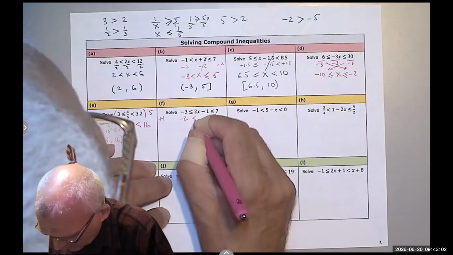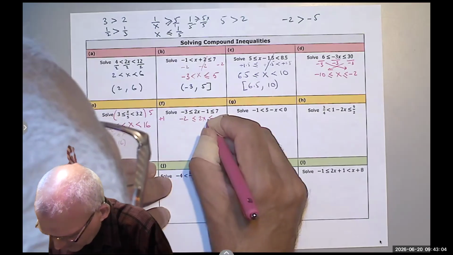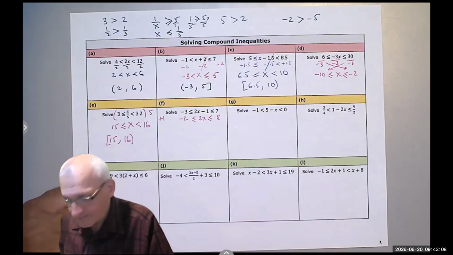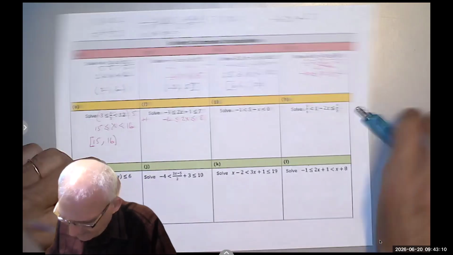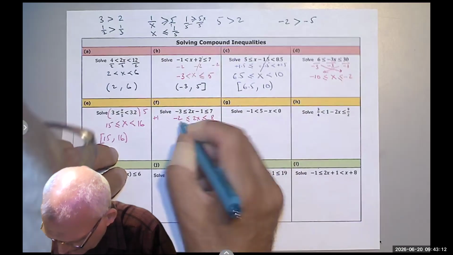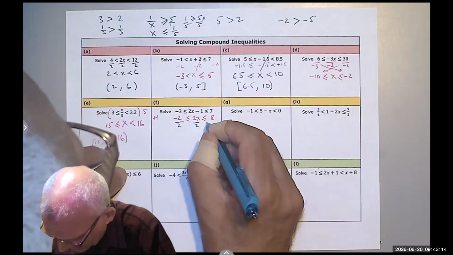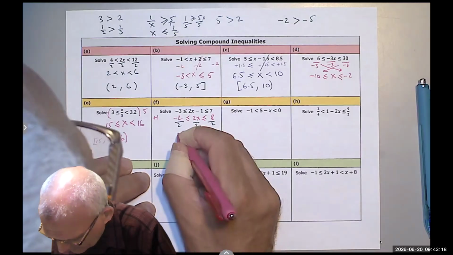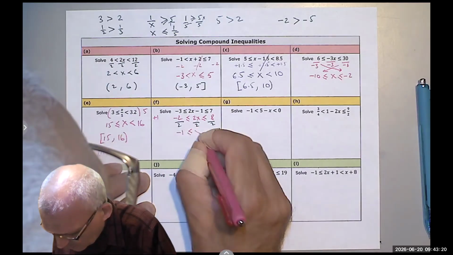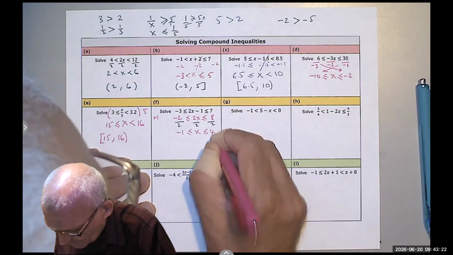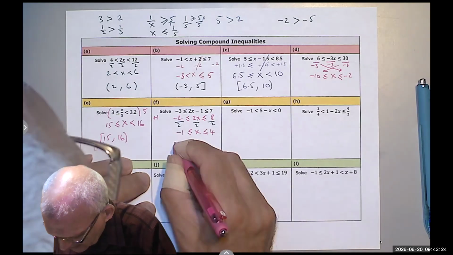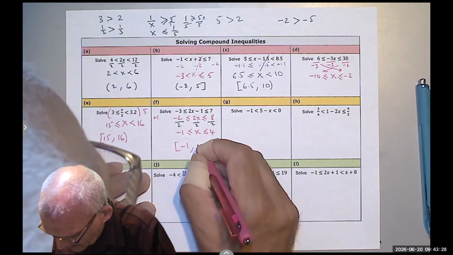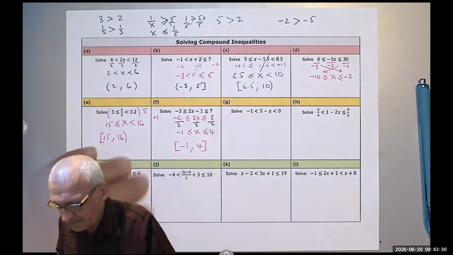-2 is less than or equal to 2x is less than or equal to... Notice I'm adding 1 to 7, so it becomes 8. Next, I divide all three sides by 2, not -2, by 2. So I'm not going to change anything. This becomes -1 is less than or equal to x is less than or equal to 4. If I want to write it as an interval, it becomes that.